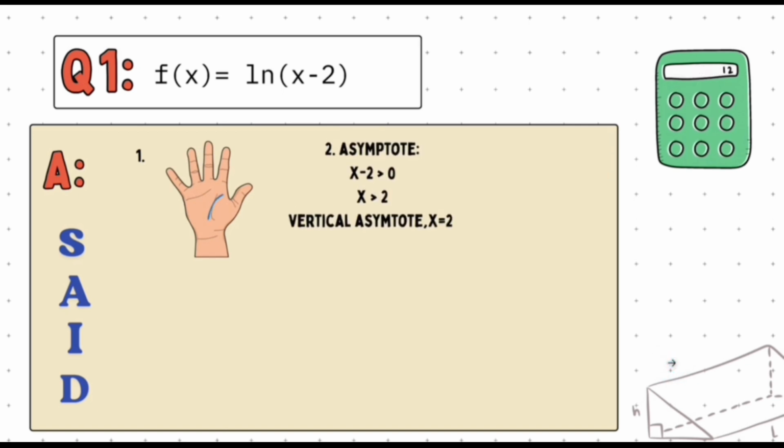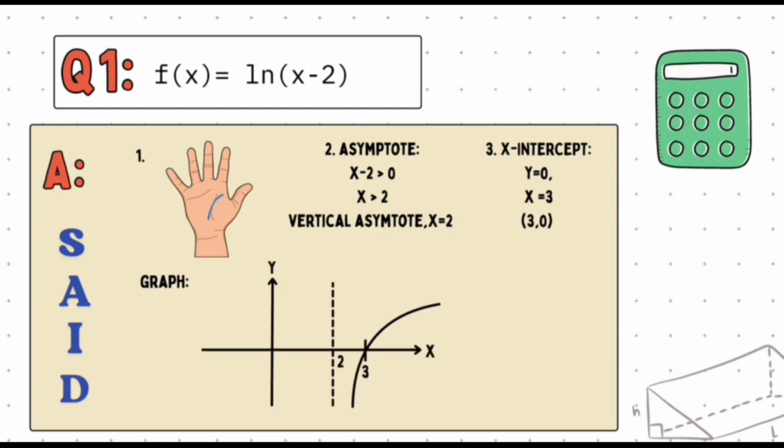Second, we can find out the asymptote. The vertical asymptote is x equals 2. And we can find out the intercept. Lastly, we can start to plot and draw the graph.